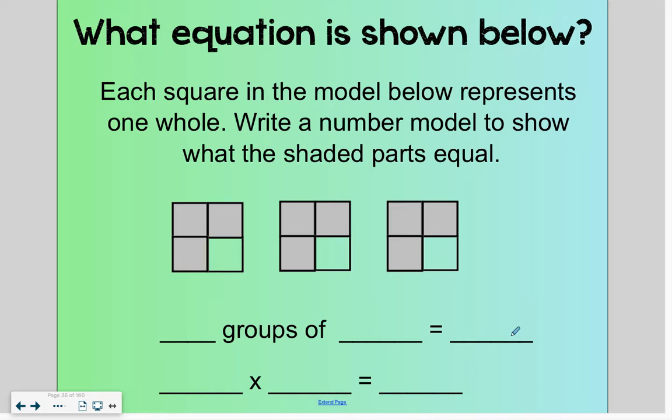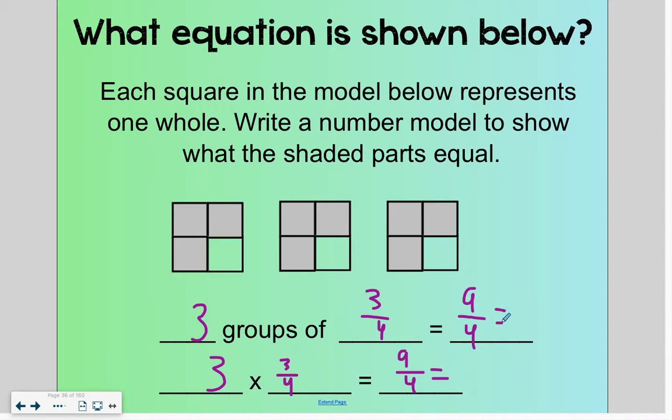Let's figure out what equation is shown below. Each square in the model below represents one whole. Write a number model to show what the shaded parts equal. We have 3 groups, and each is 3/4. So 3 times 3/4 gives us a total of 9/4. 3 times 3 is 9. Keep your denominator the same.